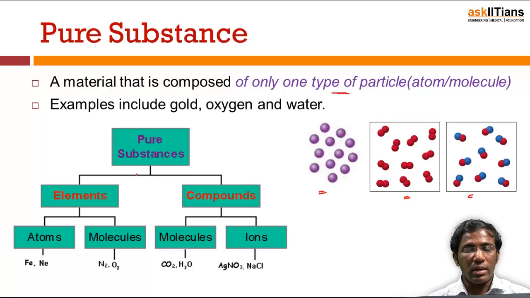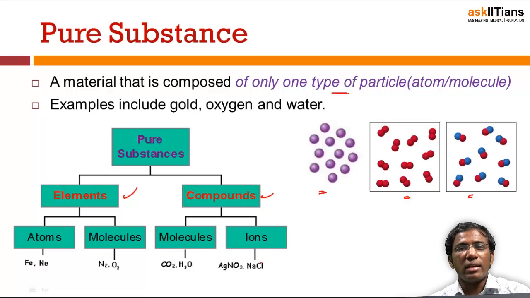Pure substances are classified into elements and compounds. We have elements, that is atoms, like iron and neon, and molecules like nitrogen and oxygen. Compounds contain molecules, and molecules are formed by two or more different types of atoms. The molecule CO2 is formed by carbon and oxygen, and water is formed by hydrogen and oxygen, right? So compounds contain molecules, or they contain ions. These are covalent compounds, and these are ionic compounds. NaCl is an ionic compound which contains Na+ ions and Cl- ions. So this is also a pure substance.